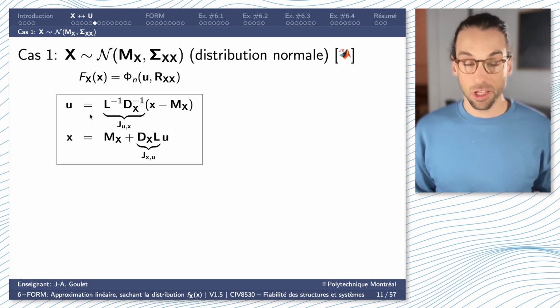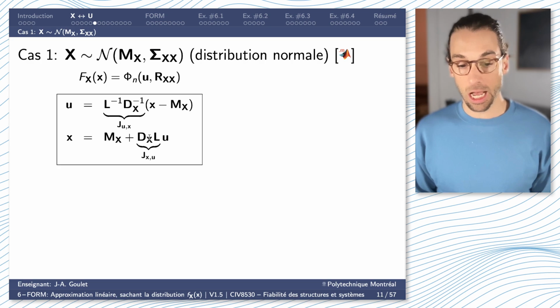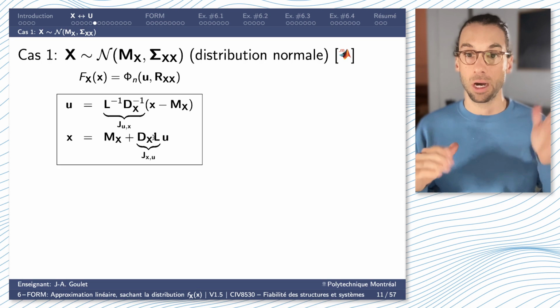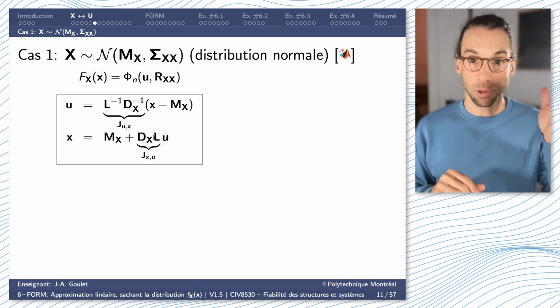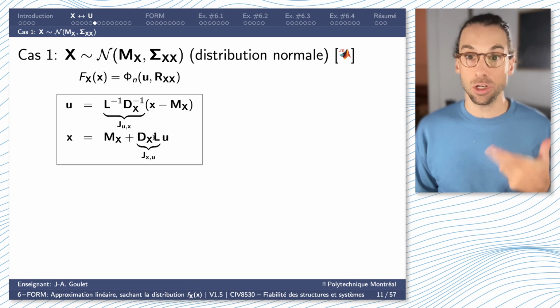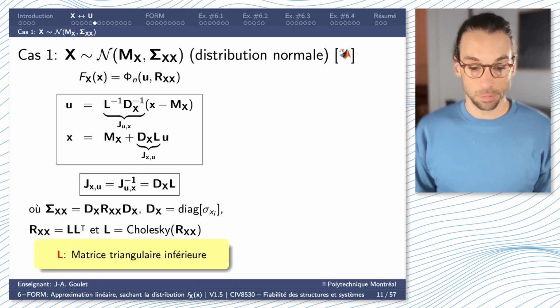So if I want to flip this relationship to go from u to x, it is going to be u times the Jacobian of x with respect to u. So it's going to be the standard deviation matrix times the Cholesky decomposition plus the mean. And keep in mind that the standard deviation matrix is a square matrix where I have 0 everywhere except on the main diagonal, where I have the standard deviation of each random variable.